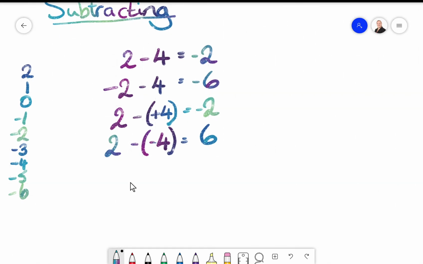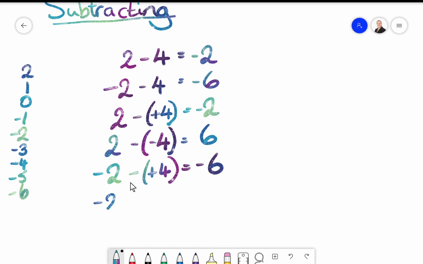And then I could do minus 2 minus plus 4. So that means I'm starting at minus 2. Then I'm taking away 4 positive things. So if I'm taking away positive things, that's bad. So it goes down. So it goes down to minus 6.